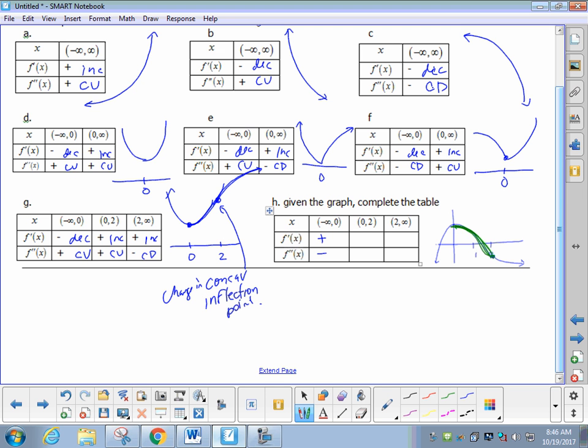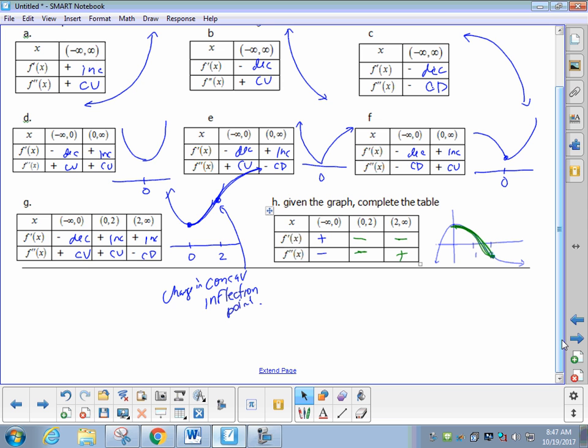Sign of the first derivative? Negative because the function's decreasing, and concave down, which implies the second derivative is negative, okay? Concave down, the second derivative is negative. After 2, the derivative is negative because the function is decreasing, and the second derivative is positive because the curve is concave up. Are you with me? All right then.